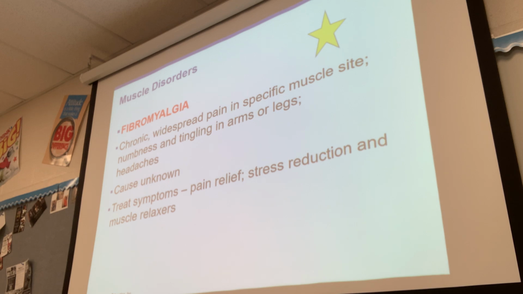I didn't want you to have to write all of this down. Fibromyalgia is a chronic widespread pain in specific muscle sites. Chronic means long term. Chronic means it's going to occur over a long period of time. Acute means it's usually sharp pain, very quick in one area. It doesn't last very long. So that's kind of the difference between the two words.